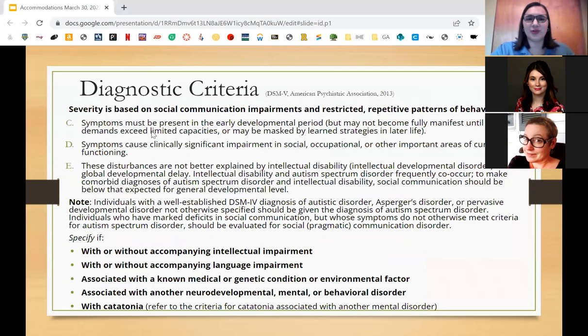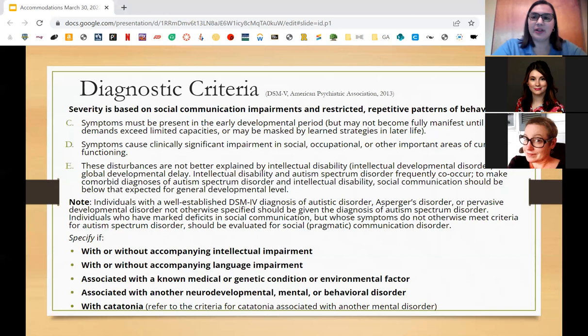I want to talk about just one other piece about the diagnostic criteria. If someone is diagnosed with autism, they're also assessed on the symptoms being present earlier in life. Again, I talked about how I wasn't diagnosed until I was an adult, and we had to look back at some family reports to see if these were present earlier in life. And even if they weren't, they may not become fully manifest until societal demands place more demands on people and things get harder.